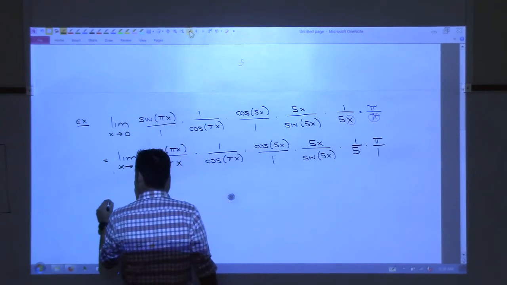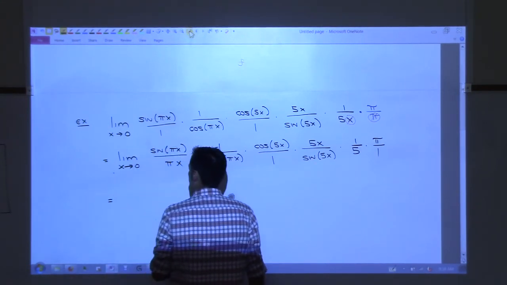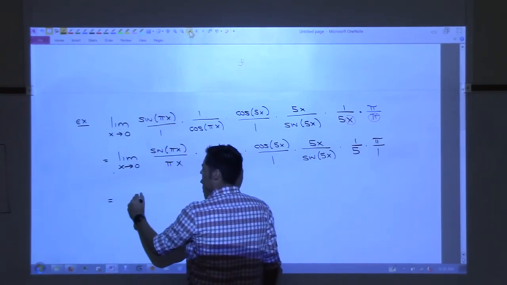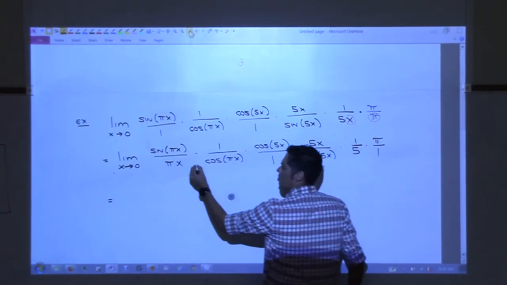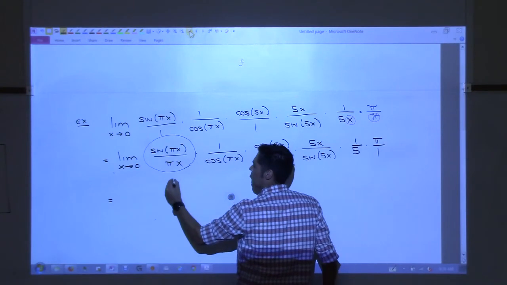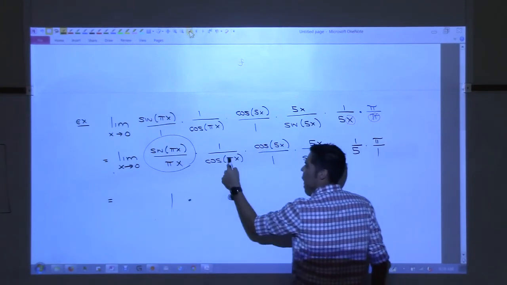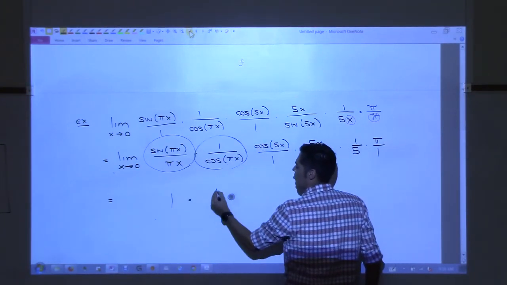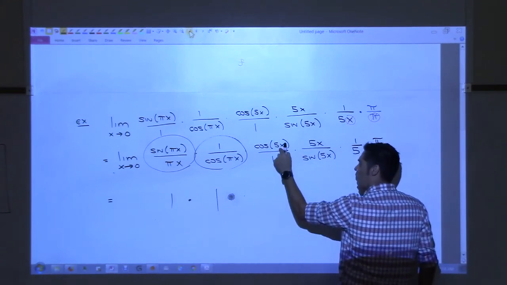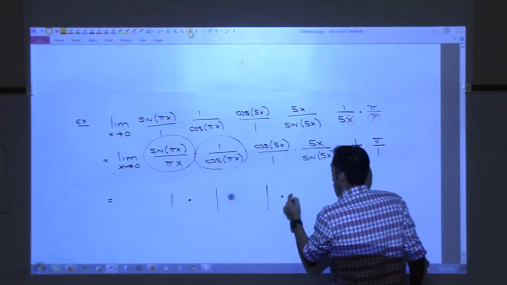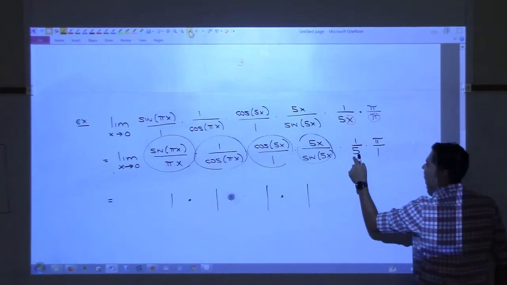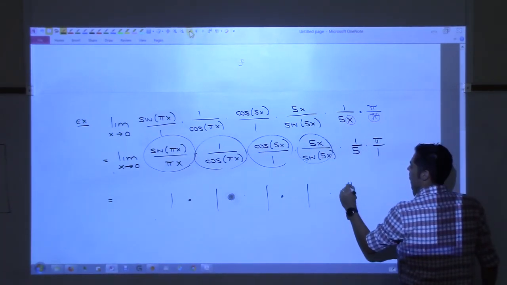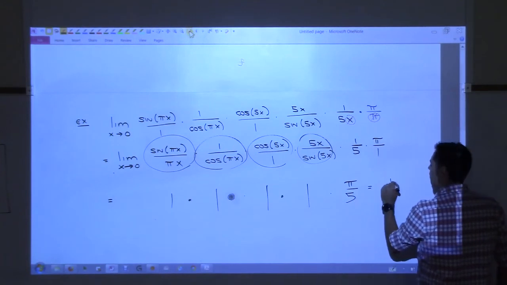Okay, this is equal to limit, or no? Should I write the limit? No, because I'm actually going to take the limit now. And this one right here is headed where? 1 times 1 again, because that's 1 over 1, times 1 over 1 again. That's kind of boring. Times 1 again, right? So now finally, just pi over 5. So your answer is pi over 5.